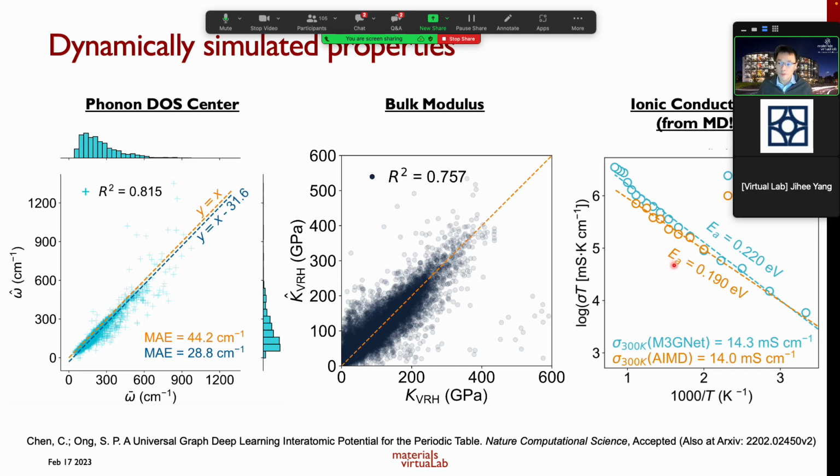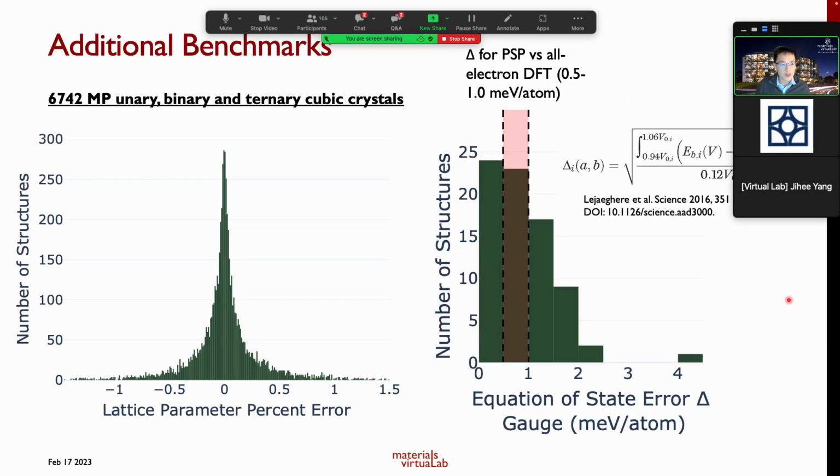We can even run molecular dynamic simulations and get the diffusivity, right? So this is an example of a lithium superion conductor, Li3YCl6, and the yellow line is basically what you get with ab initio molecular dynamics, and the blue line is what you get with our M3GNet model. And what you see is that you can get a fairly consistent result between the two, right? Now, this is actually data that is not in the paper that was published, okay?